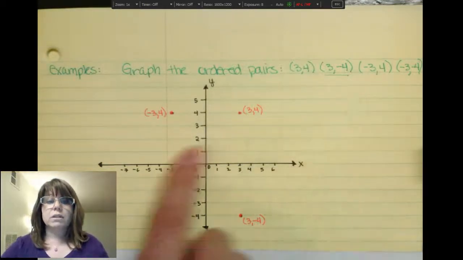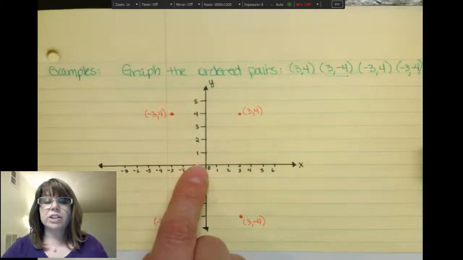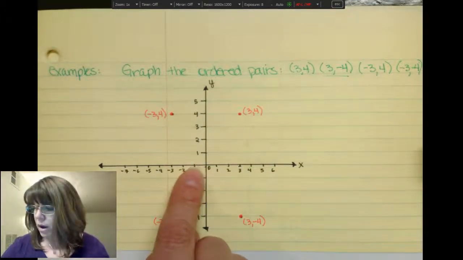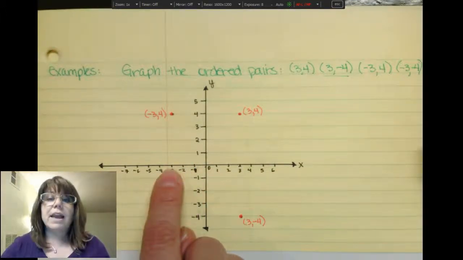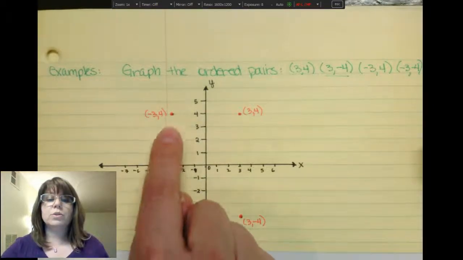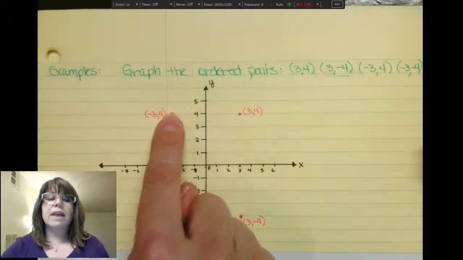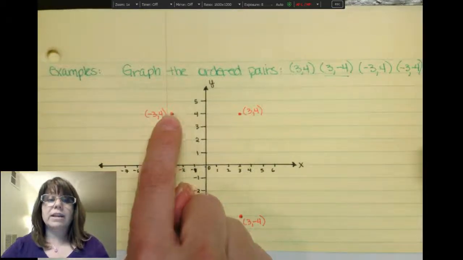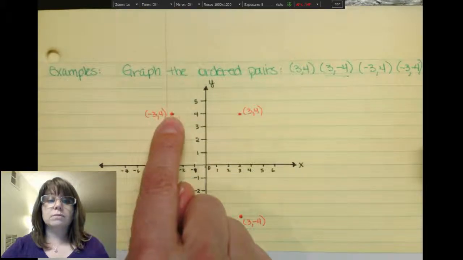(-3, 4). This time I start at the origin, and because my x value is negative, I move to the left: 1, 2, 3. And my y value is positive, so I move up: 1, 2, 3, 4. And that is my point. The intersection of the x and y coordinates is (-3, 4).